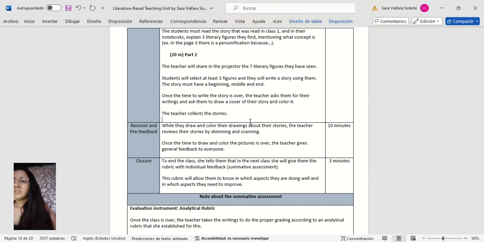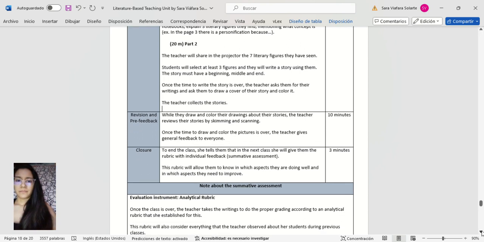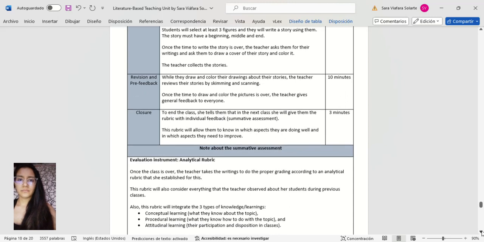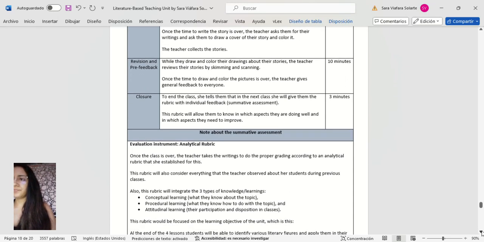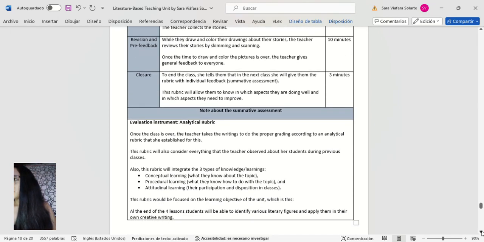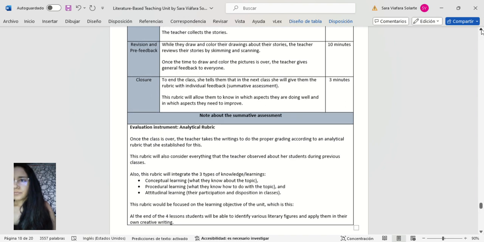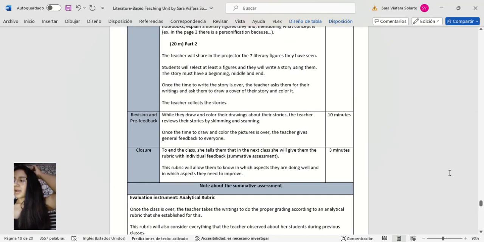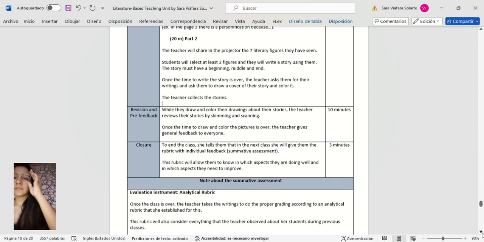And once the time to write the story is over, the teacher asks them for their writings and asks them to draw a cover of their story and color it. The teacher collects the stories.